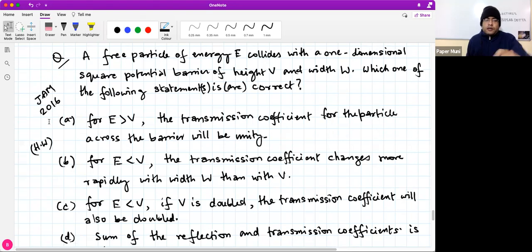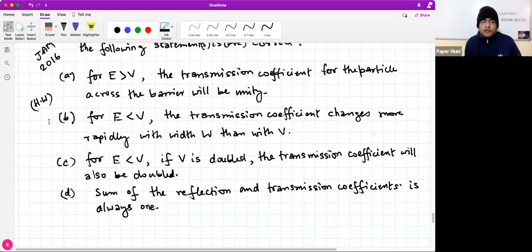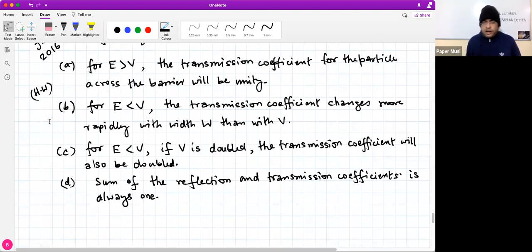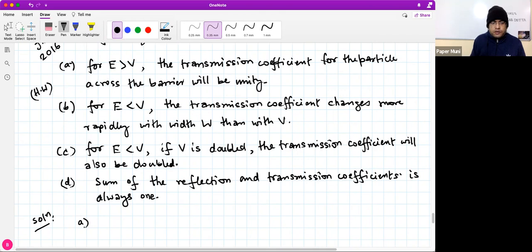The first one says for E greater than V, the transmission coefficient for the particle across the barrier will be unity. Is this correct? No, right? The transmission coefficient for E greater than V is not unity. So the first option says E greater than V, and that T should be equal to 1, which is not correct. Incorrect. We have seen in the derivation itself.